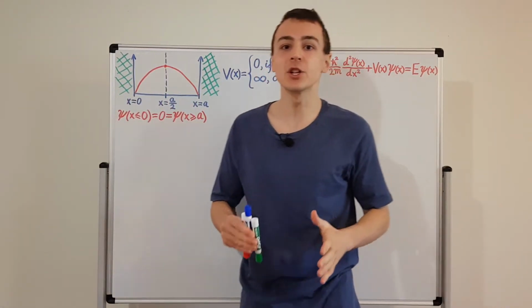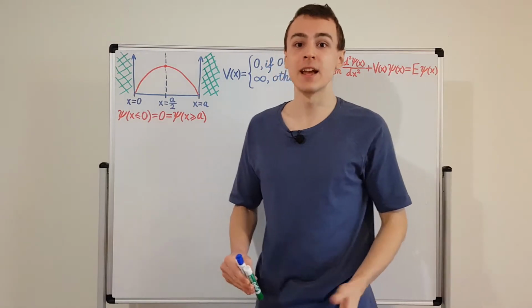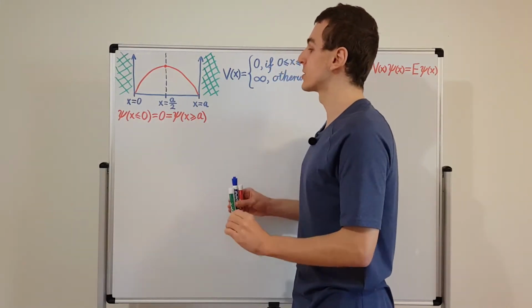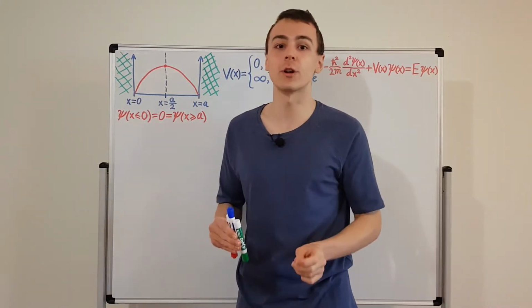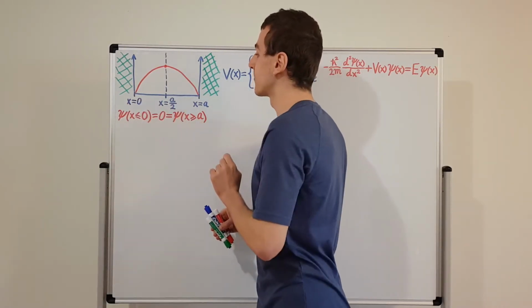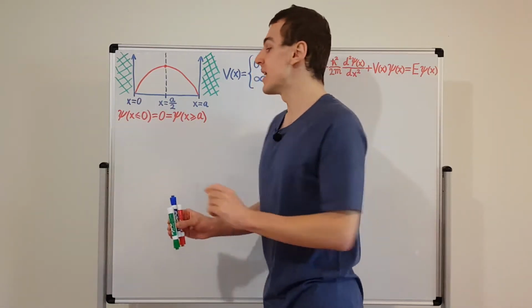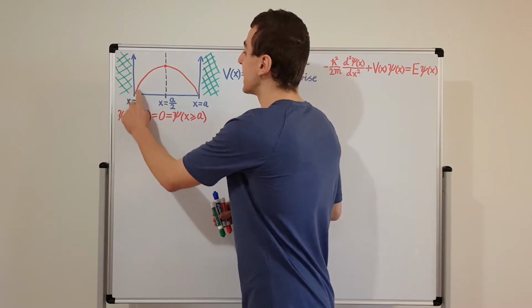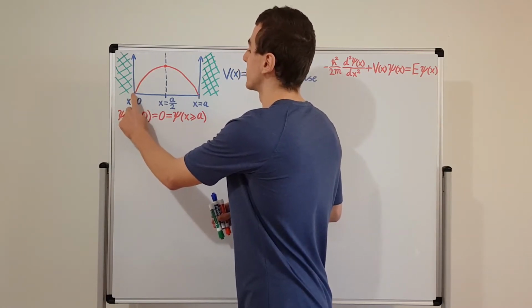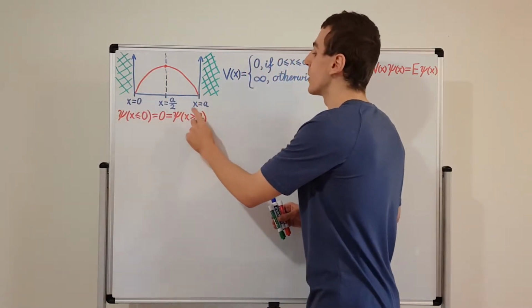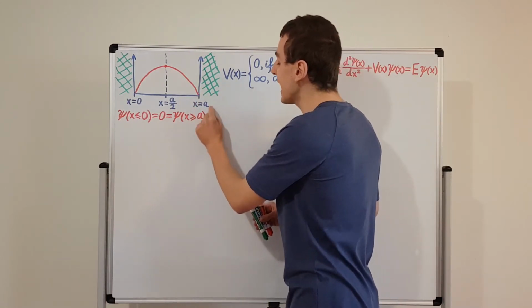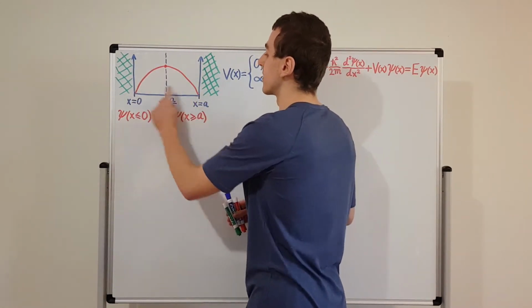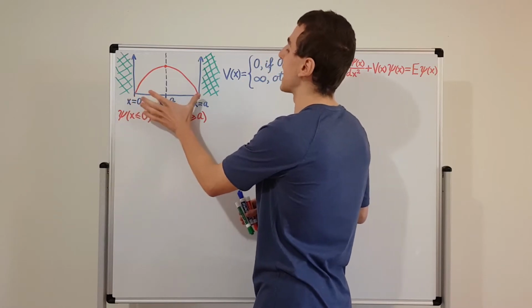Now, let's establish a coordinate system. This is the one-dimensional particle in the box, so we only have one spatial coordinate. I'm going to call that x. Now, I'm going to use the convention that x equals 0 is at the left-hand side of the box. And on the right-hand side of the box, we have x equal to a. And a is defined to be the length of the box. So this length is a.